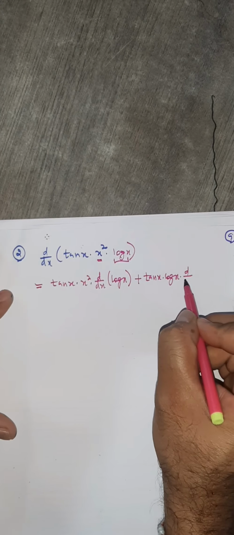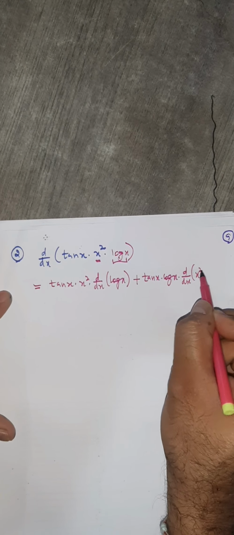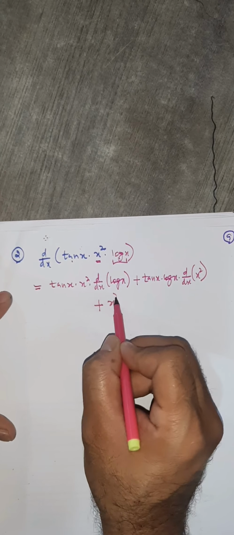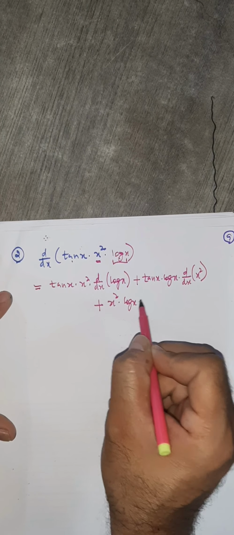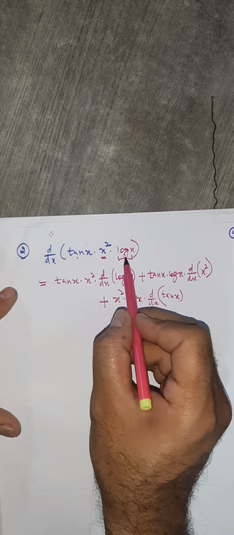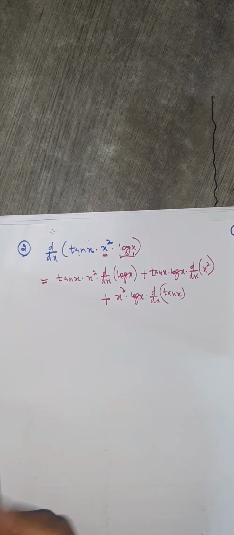d by dx of which function? x squared. Plus, now it's the turn of 10x. So I'll keep x squared and log x as it is, and take d by dx of 10x. Here order is not important, whether you do this first or this first, anything, because every time you are putting plus, plus, plus, remember.